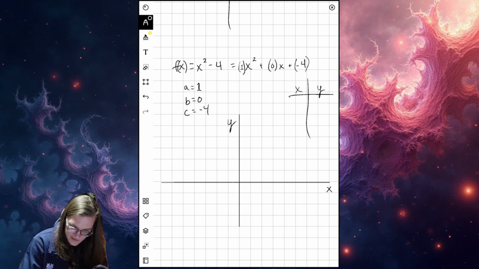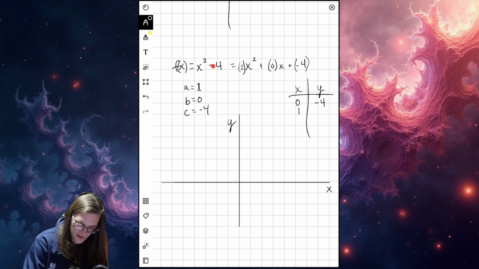Where x squared equals 0, well then 0 squared is 0, minus 4 will be negative 4. Where x is 1, it'll be 1 squared, which is 1, minus 4, which will be negative 3. 2 squared will be 4, minus 4 will be 0. And do some negatives, negative 1 squared will be 1. 1 minus 4 is negative 3 as well. And negative 2 squared is 4, minus 4 is 0.